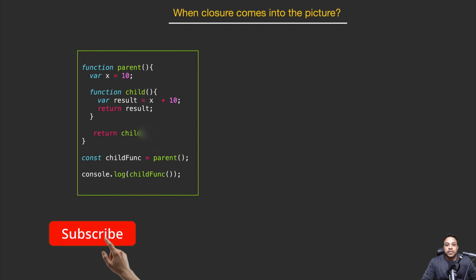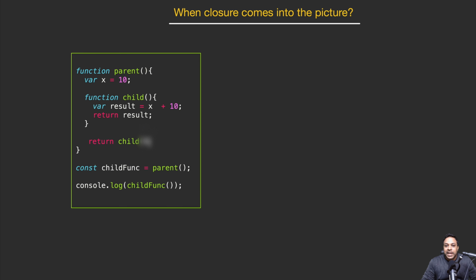Well, the question is, when does closure come into the picture? Closure comes into the picture when we return a child function from a parent function. So here you can see this child function, we have declared it here, and then we have returned the child function from inside this parent function. Now when we do that, a problem arises. Closure comes as a solution to that problem, and we will get into that.